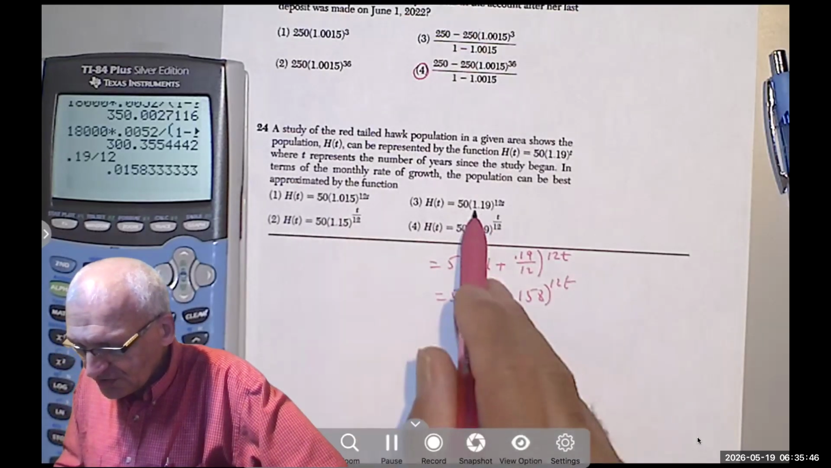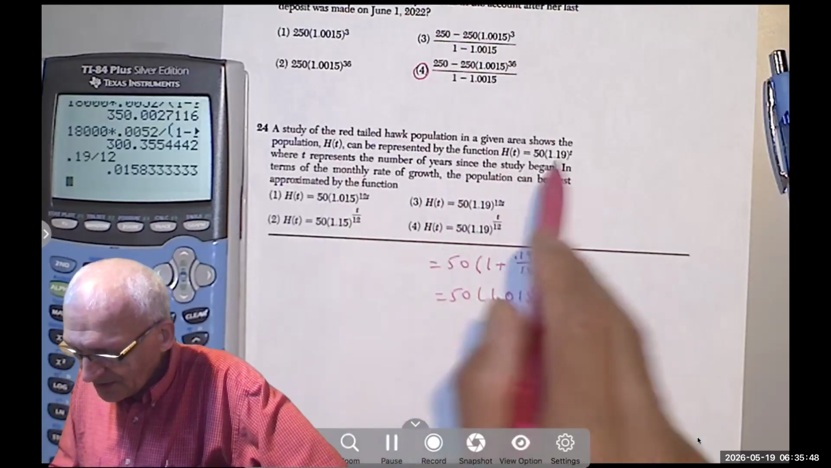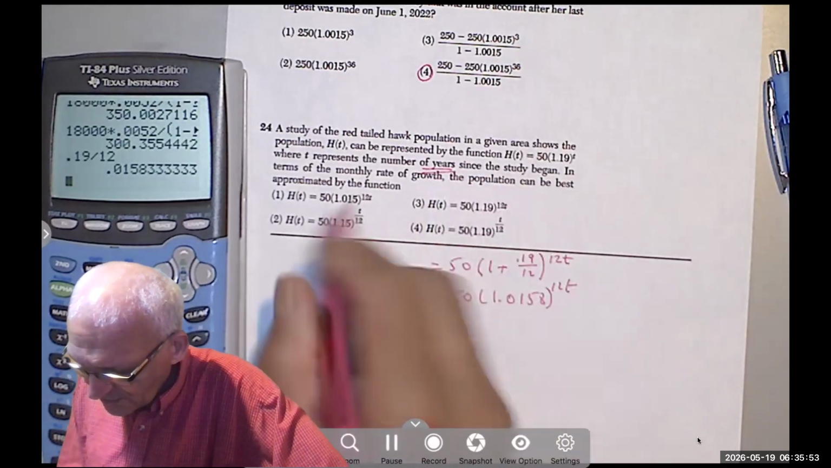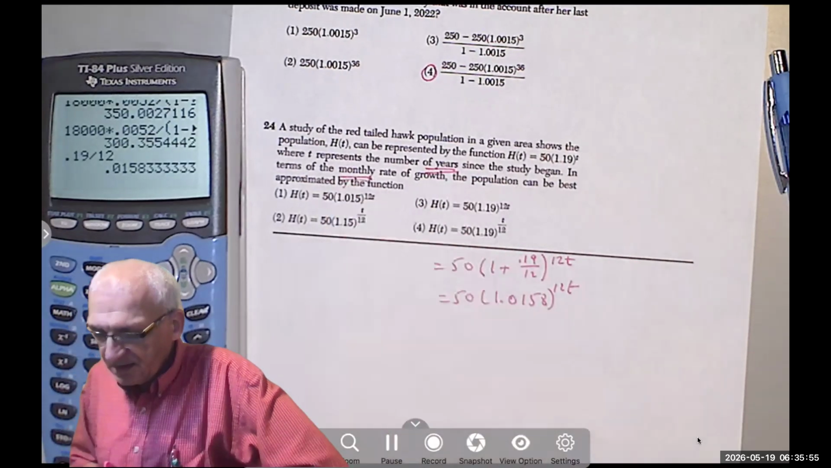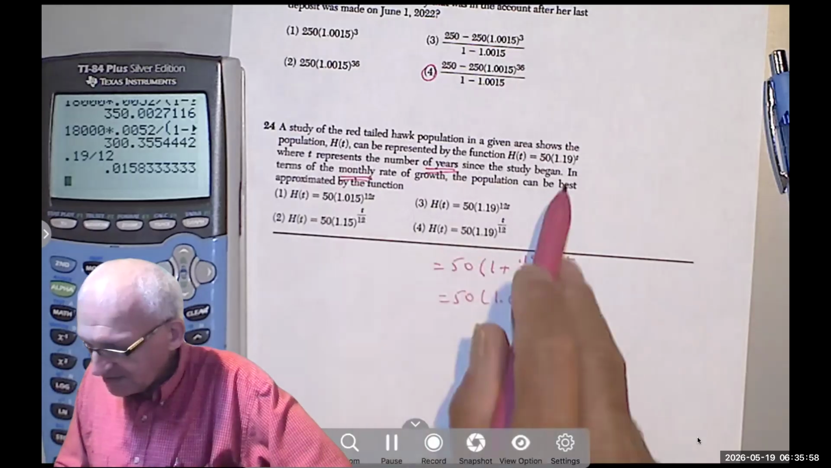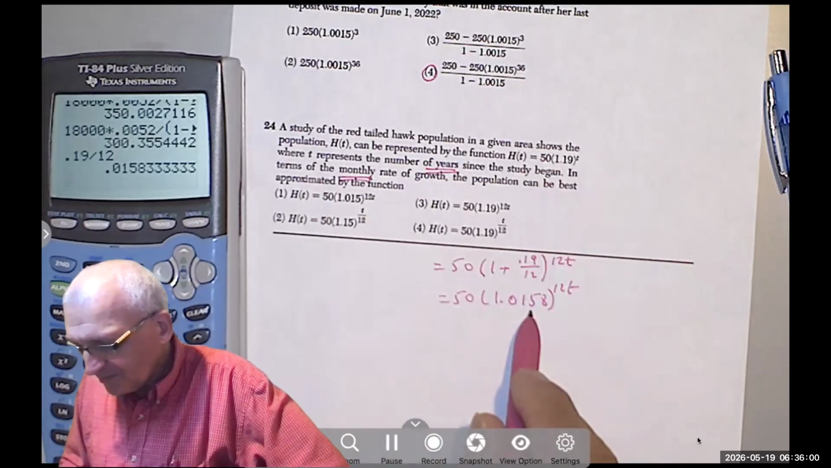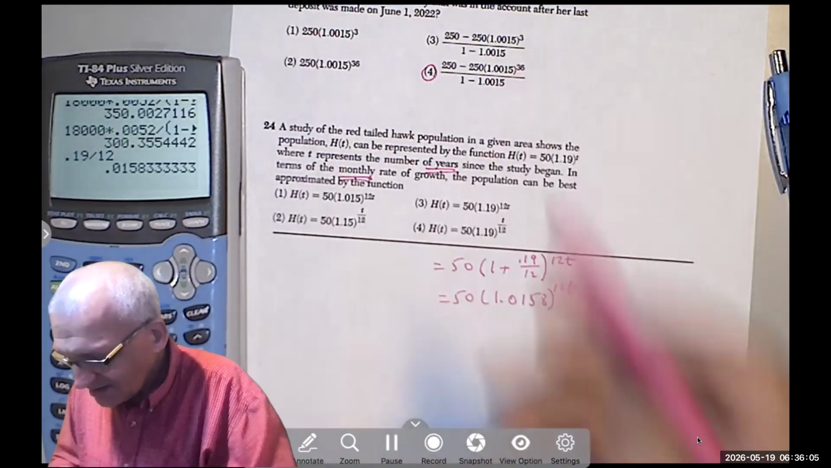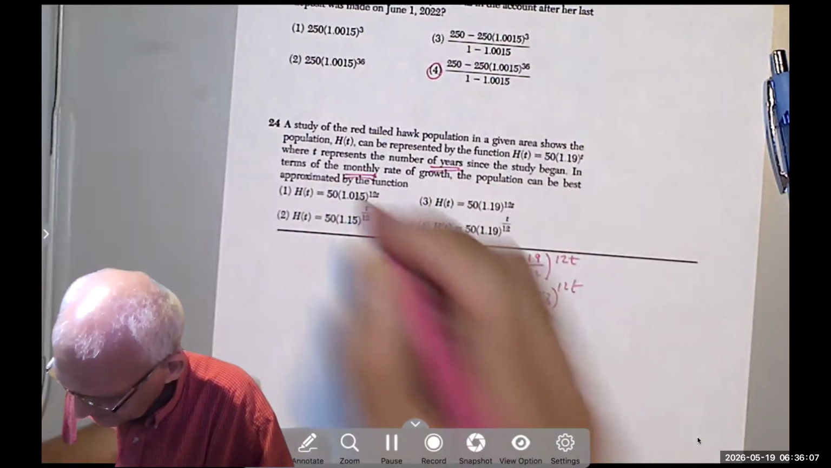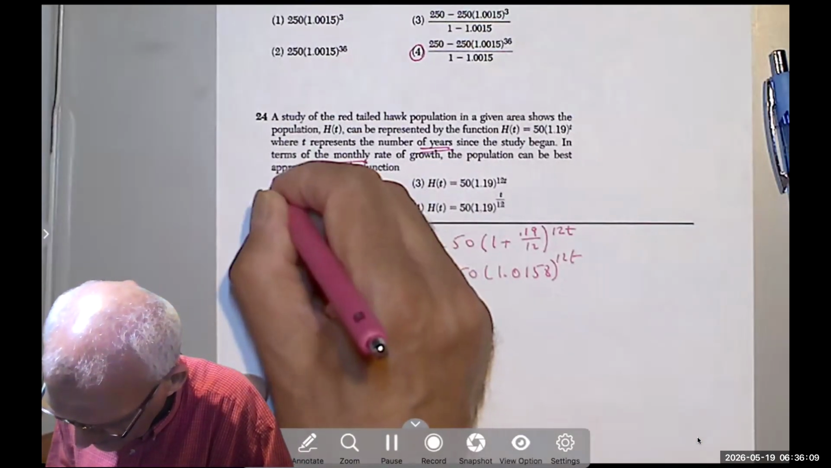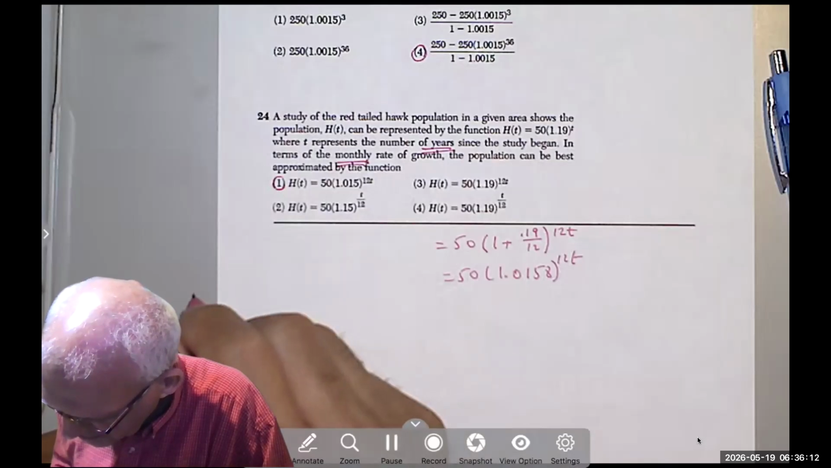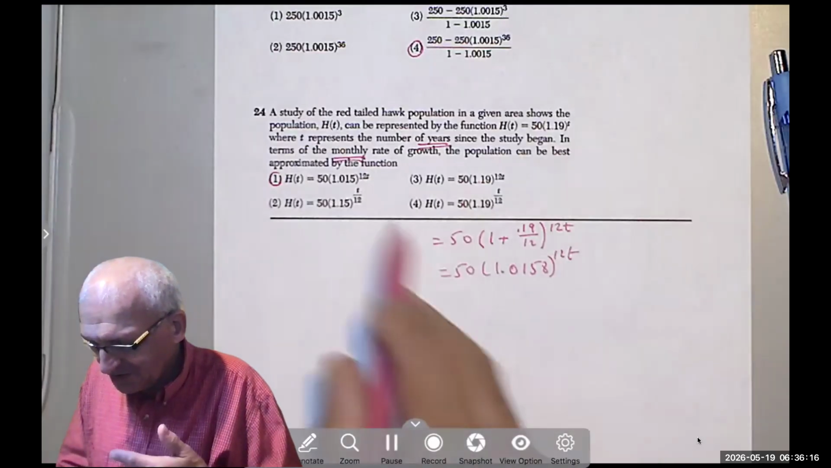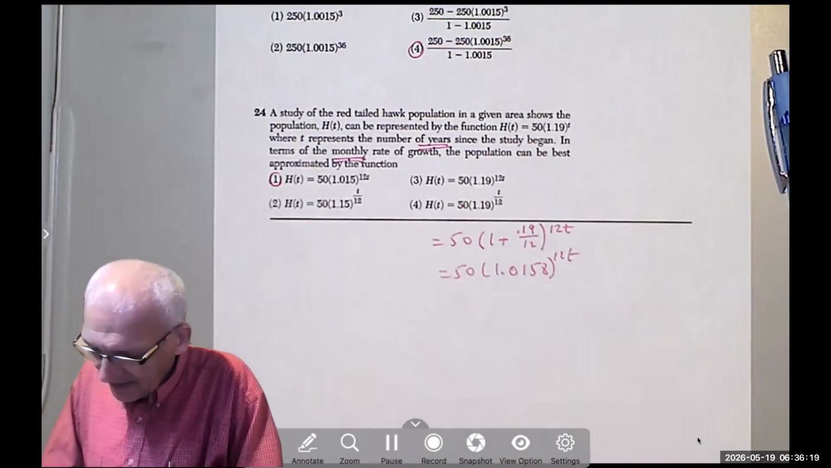And of course, you don't use the 1.19 because that's annual. t represents the number of years, and here they wanted monthly, so you have to divide that by 12. If you divide by 12, really you get 1.016, not 1.015, but they tell you to approximate it, so okay. Again, I kept saying that should be 16, not 15.